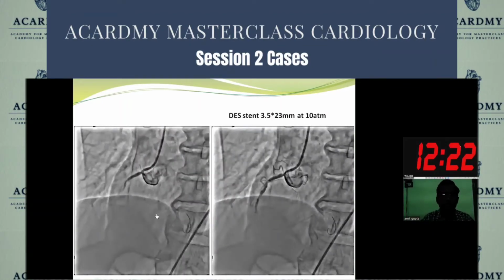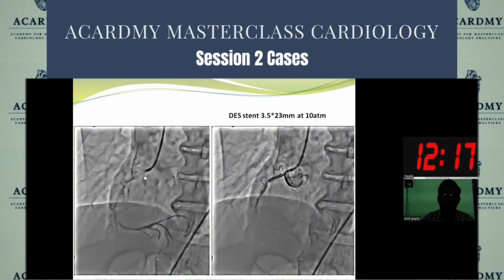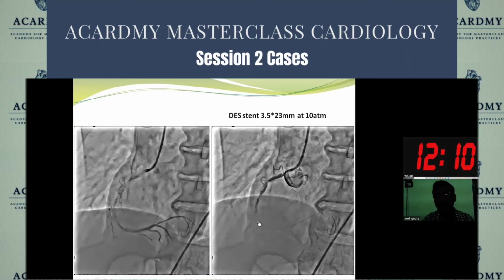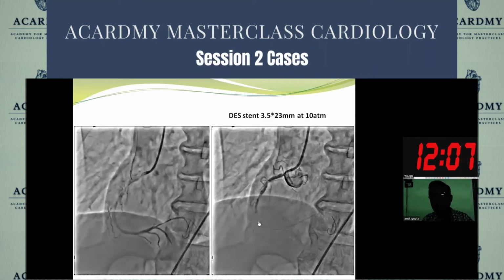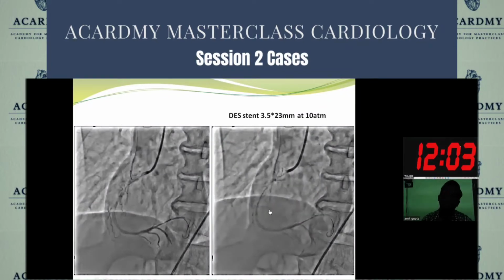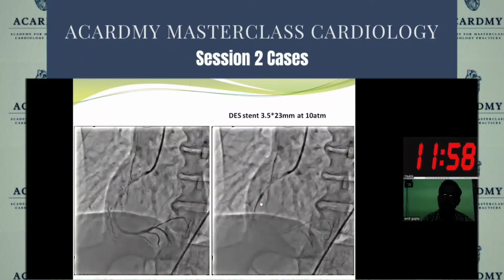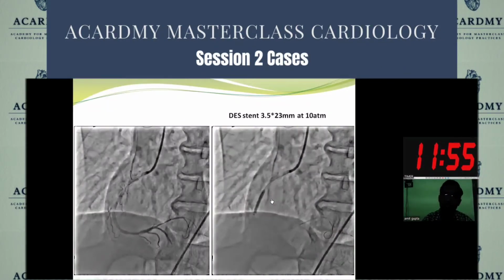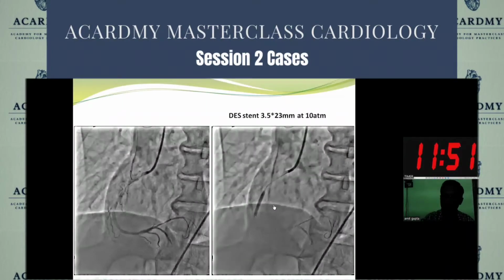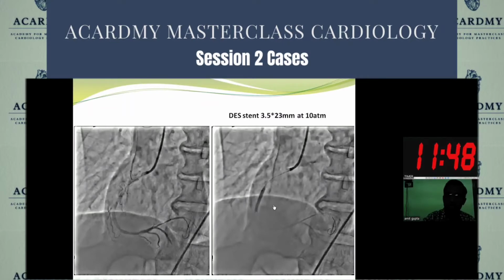While wiring the RCA after pre-dilating the ostial lesion, we have TIMI 2 flow into the RCA. And now I have decided that I will directly stent the mid RCA because we were lacking a thrombus aspiration device here in our peripheral center. So we directly stented the RCA in the mid part with a 3.5 drug eluting stent, an everolimus eluting stent, 3.5 by 23 at 10 ATM. So we deployed the stent there.